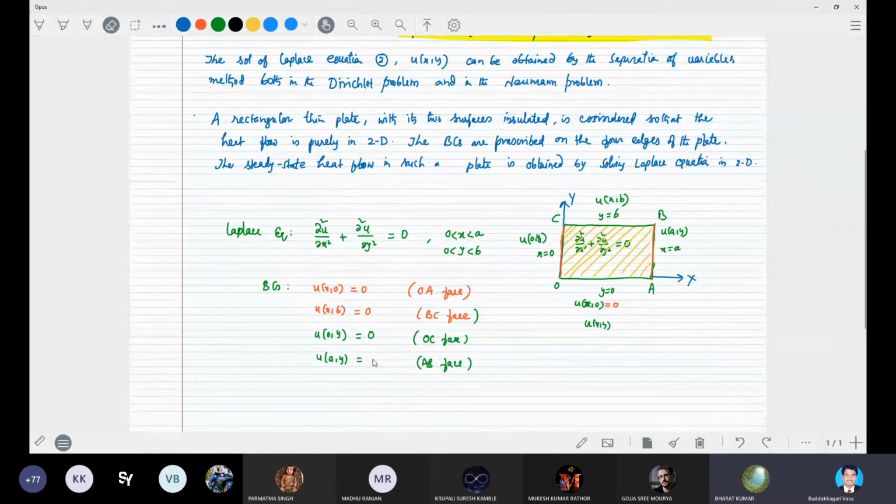Sir, is it necessary to keep opposite faces insulated? These two faces will be insulated. The rest of the two will have other conditions, which we will make as per your convenience, say f(x) and g(x). In general, if any two of the faces are insulated, then the heat flow will be two-dimensional, right?